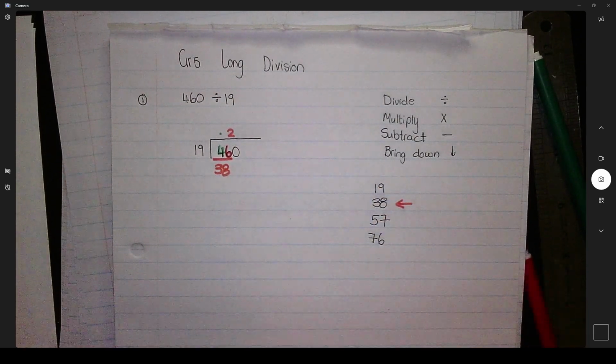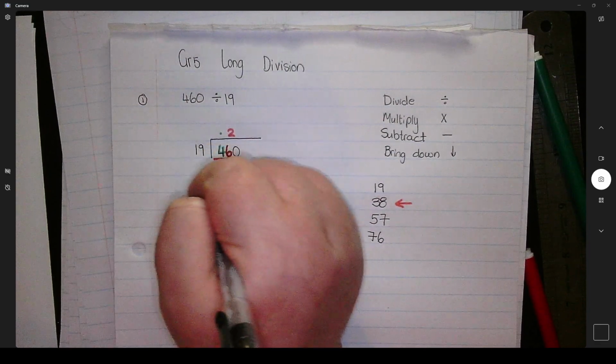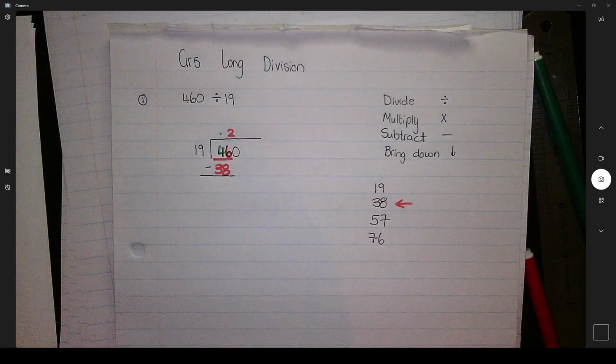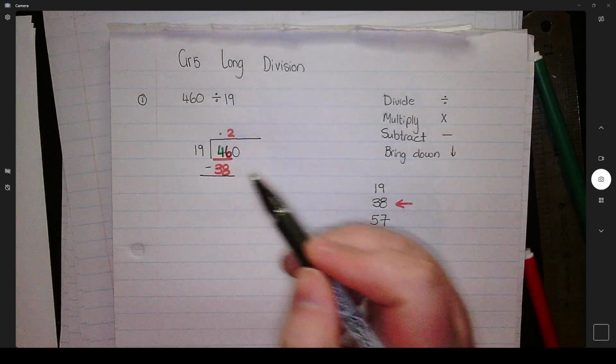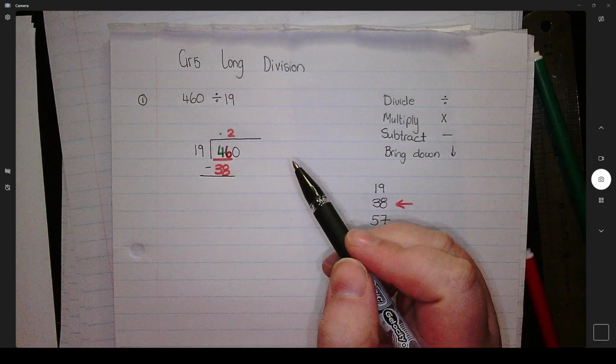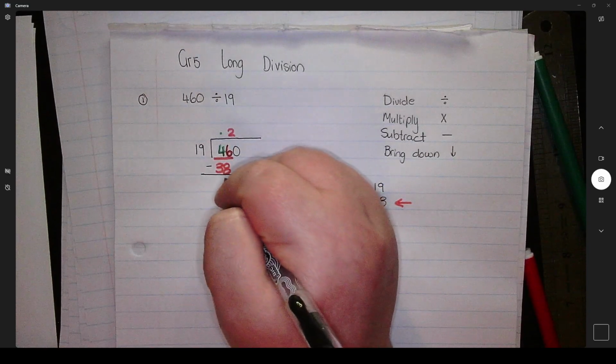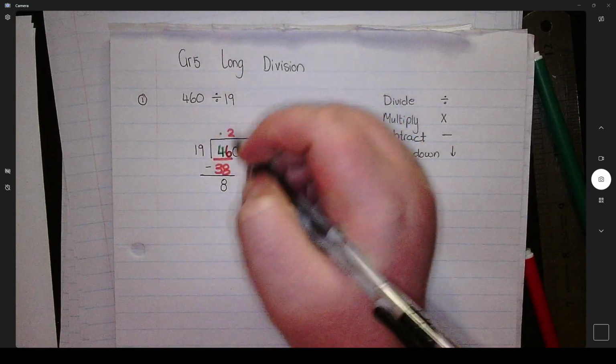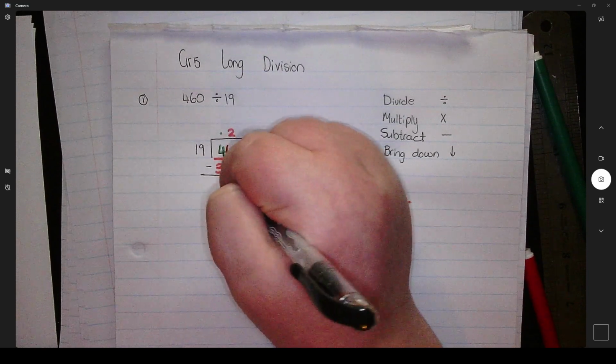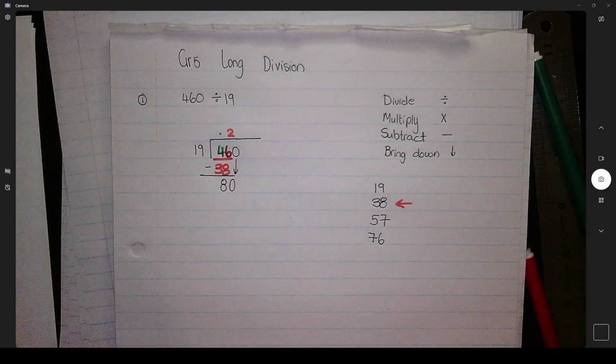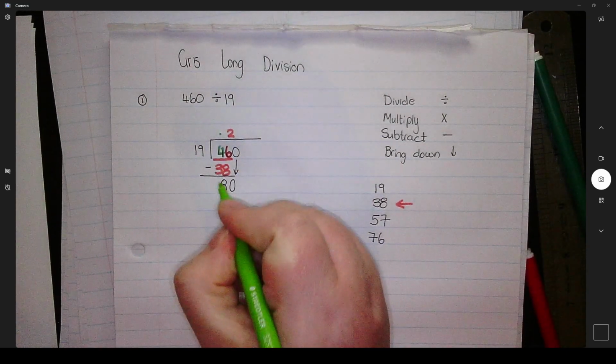And then I need to subtract. So it's 46 minus 38. That is going to give you 8. Then I need to bring down the 0. Okay, cool. Now I need to look at 80.